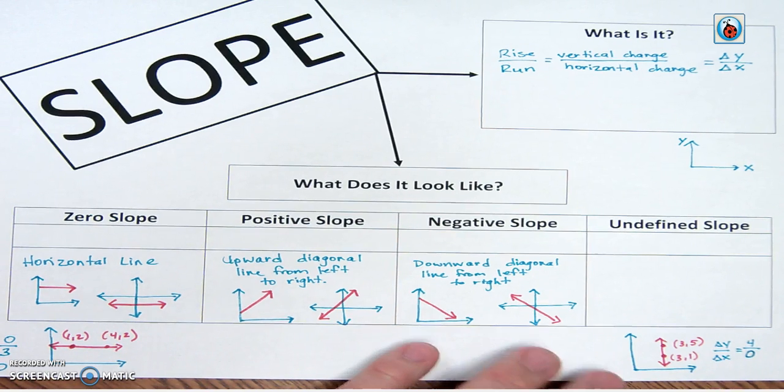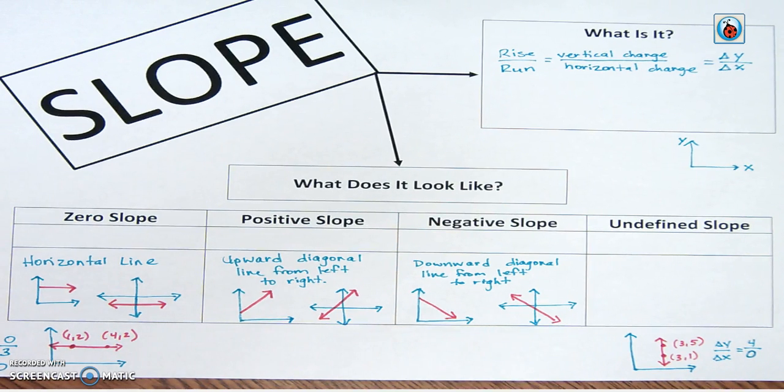Now, if you are doing this and you're saying, but wait, Mr. Barge, 4 divided by 0 is 0. We already have 0 slope. Stop. Think about this again. 4 divided by 0. This is one of the biggest mistakes that we make in math.